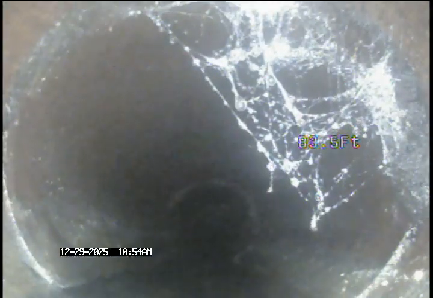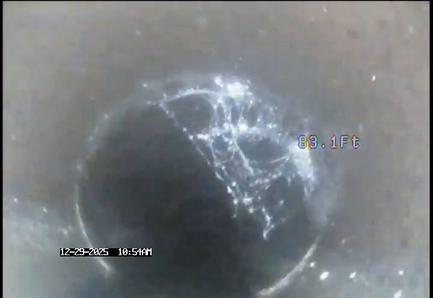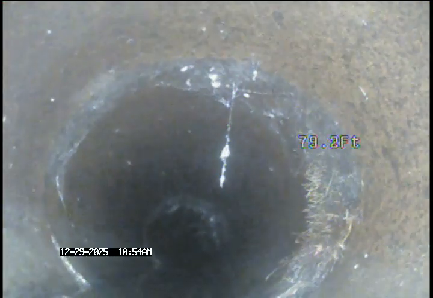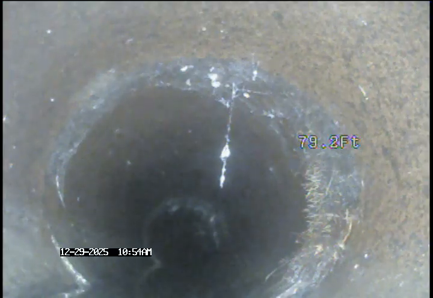Root growth at 85. Still relatively small. Just a cobweb at that joint. Another cobweb at that joint. Remaining root growth at 79. Path of flow on the bottom.